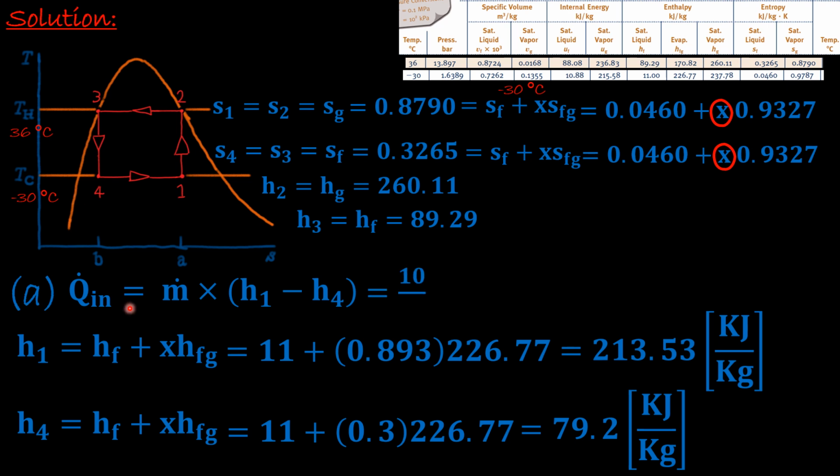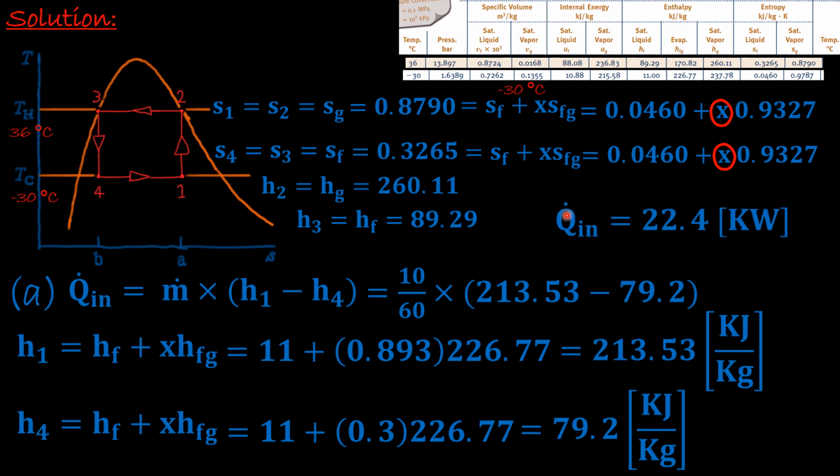Now going back to the original equation, we are given 10 kilogram per minute. We will convert it to kilogram per second, so we can get kilowatt. Remember that 10 kilogram per minute times 1 minute divided by 60 seconds. So that's why it's 10 by 60. And the difference between the enthalpies will give us that the rate of heat transfer going into the evaporator is 22.4 kilowatt.